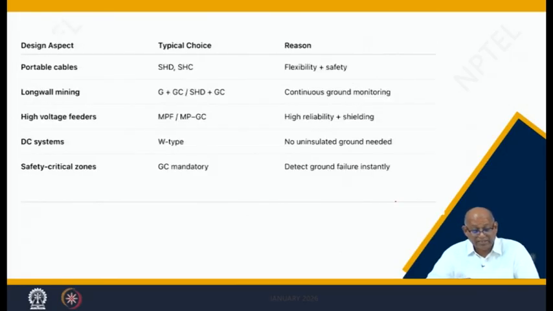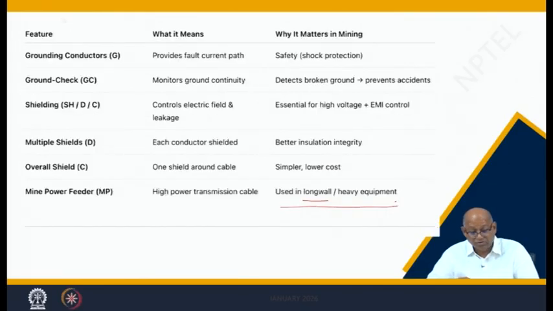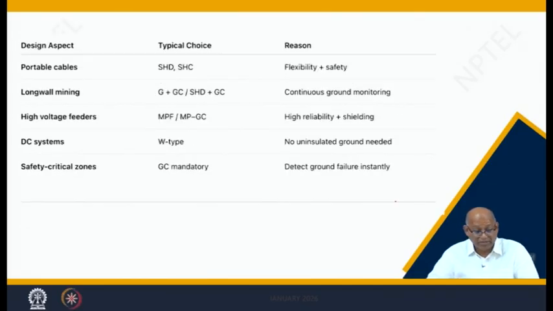Portable cables, SHD or SHC, as you can see here, control electric field leakage, etc., flexibility and safety. Longwall mining: G, GC, SHD, etc., continuous ground monitoring. High voltage feeder: MPF, MP, ... GC, high reliability and shielding. DC system: no insulated ground needed. Safety critical zones: GC mandatory, detect ground failures instantly.